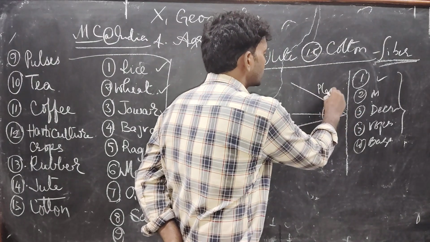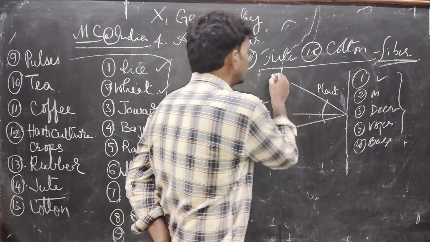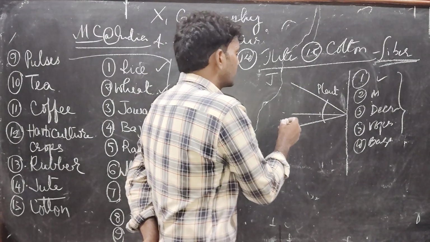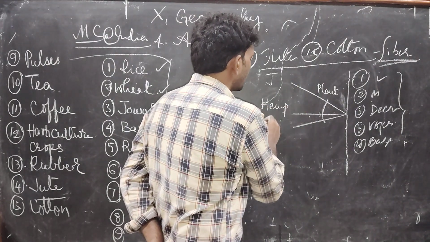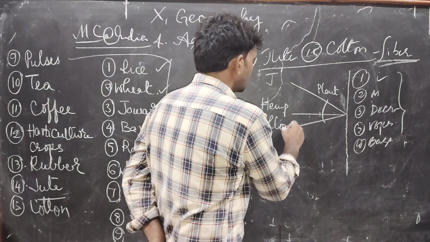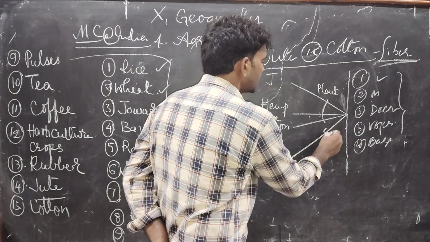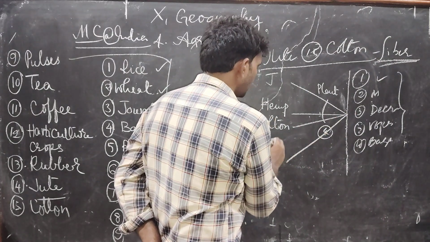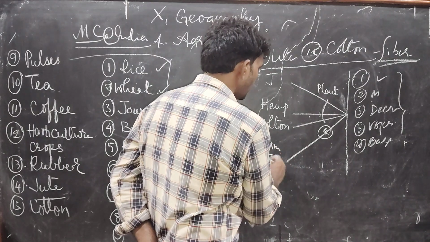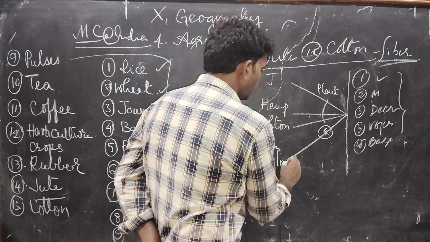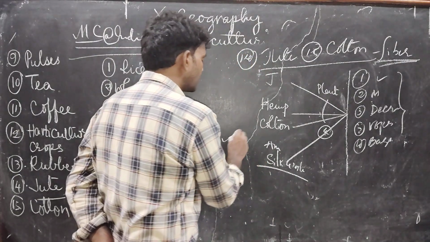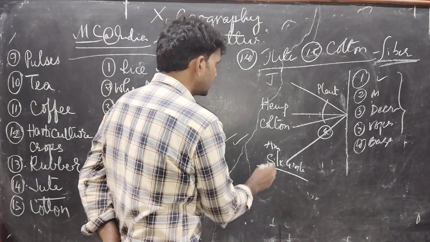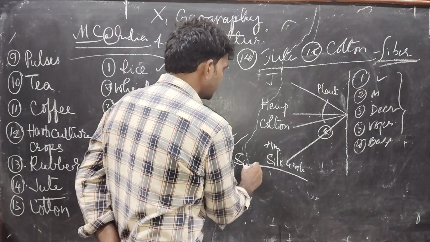First one, plant resources. From plant sources, we are getting jute and hemp and cotton. Fourth one is from animals. Animal means silkworm. Cultivation of silkworms on a commercial scale for producing silk is called sericulture.